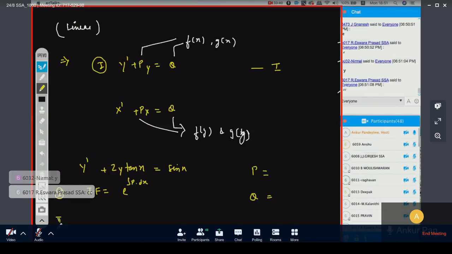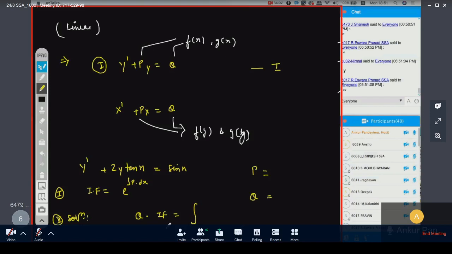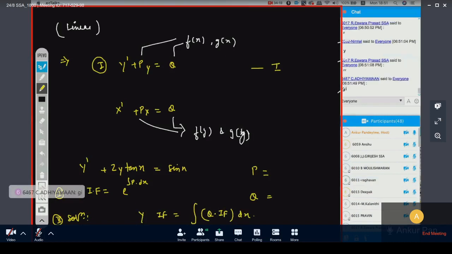Then, second step is solution. How is the solution given? Solution is given as, sorry, y multiplied by integrating factor is equal to integration of Q multiplied by integrating factor. Got it? Write it down, then we will solve the questions.